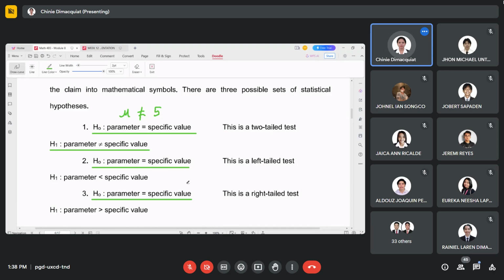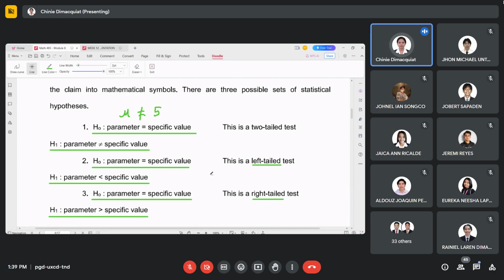Then, when less than is the sign or mathematical symbol used, our test is a left-tailed test. And when greater than is the mathematical symbol used, then we will do a right-tailed test. So the direction of our test depends on this: two-tailed test, left-tailed test, or right-tailed test. These two, left-tailed and right-tailed, fall under the one-tailed test.